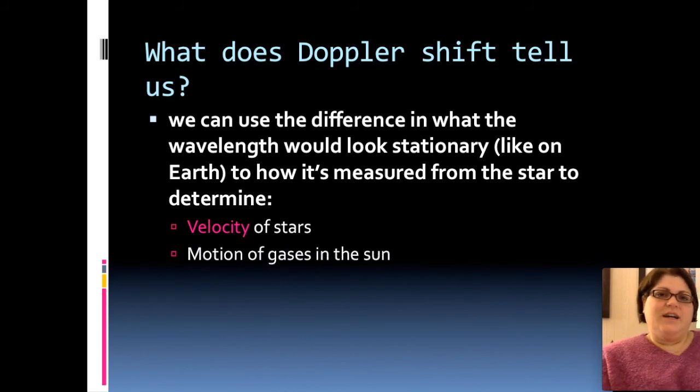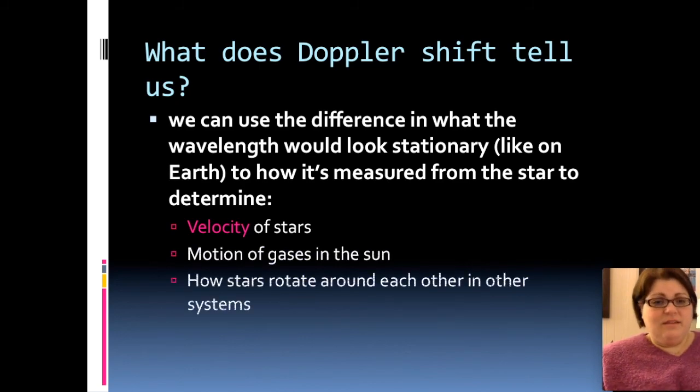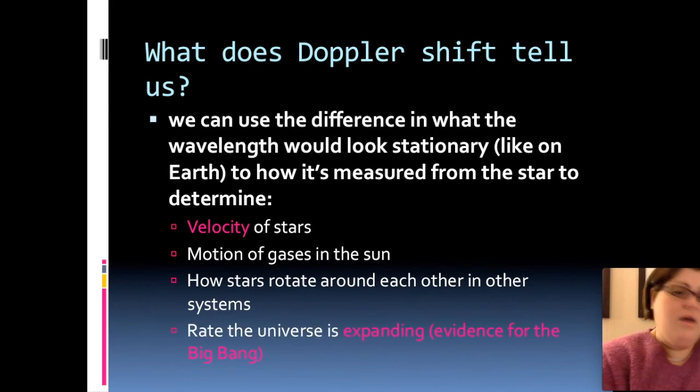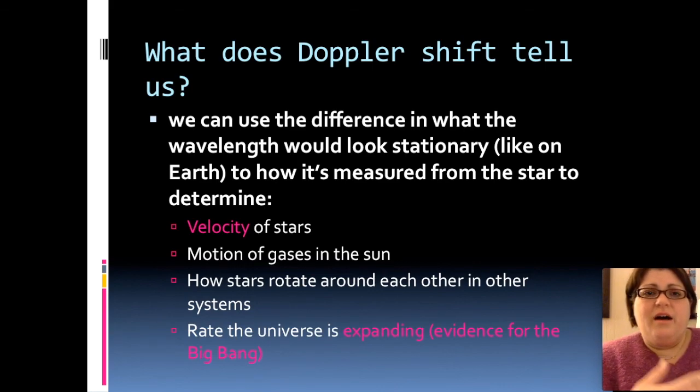We can look at the sun and see the movement of the gases within the sun. We can look at star systems that have two stars orbiting each other, and as they do, we can see which one's coming towards us or away from us. Probably the most important thing Dr. Schiff can tell us is when we look at the universe as a whole.